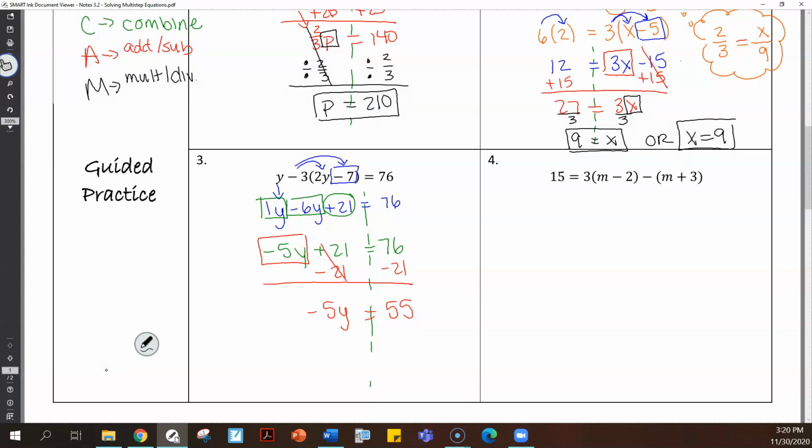Last thing I have to do is get my variable alone. My variable is y. It is not alone right now because that -5 is there with it. So I'm going to divide by whatever I'm trying to get rid of, which is -5. My -5s are going to reduce to 1, so y is going to be left over. 55 divided by -5 is -11. Again, check that in your calculator, and you can check it by plugging it back in. Okay.